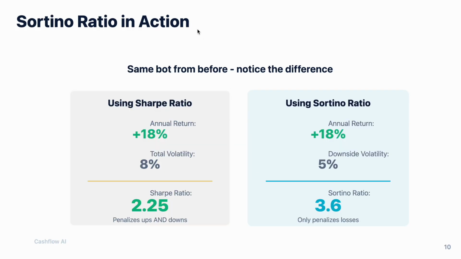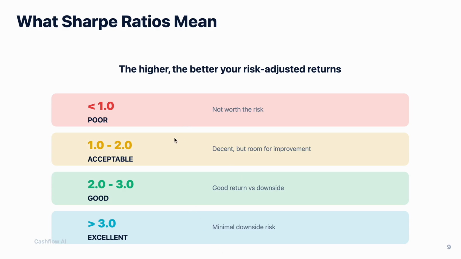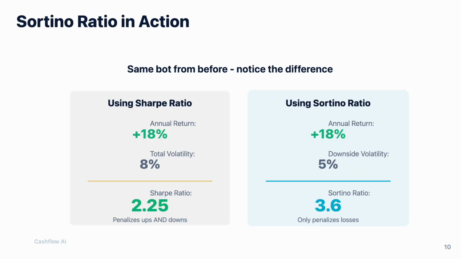Now, the Sortino ratio is very, very similar. You can look at it by considering downside volatility. Let's say we have a bot that makes 18%, except this one has volatility of about 8%, and this one has downside volatility of about 5%. Well, the Sortino ratio is going to be a little bit higher, because Sortino only penalizes the losses, whereas the Sharpe ratio penalizes the ups and the downs. So similar to the Sharpe ratio, you want a good Sortino ratio, and that's going to help you move forward from there.